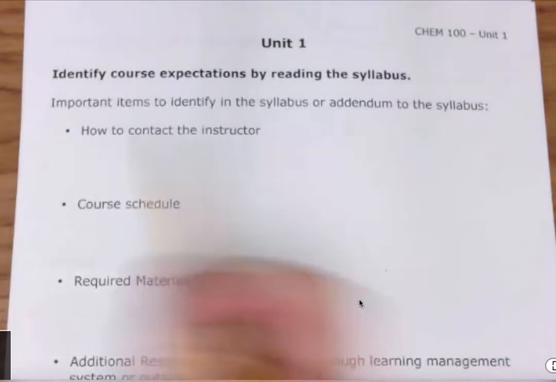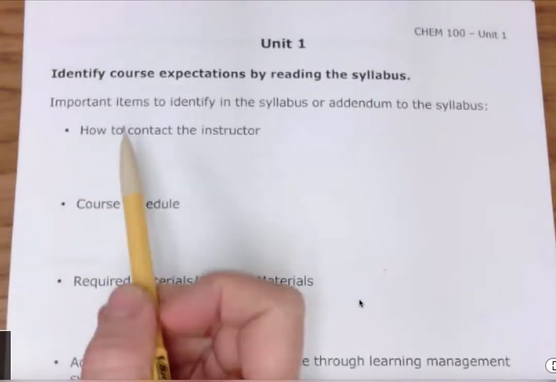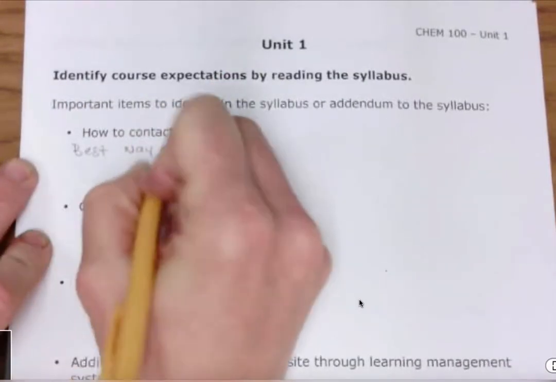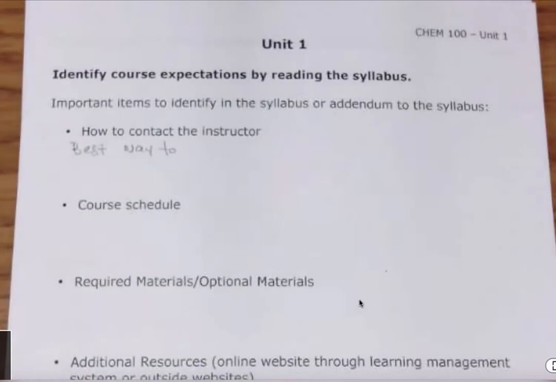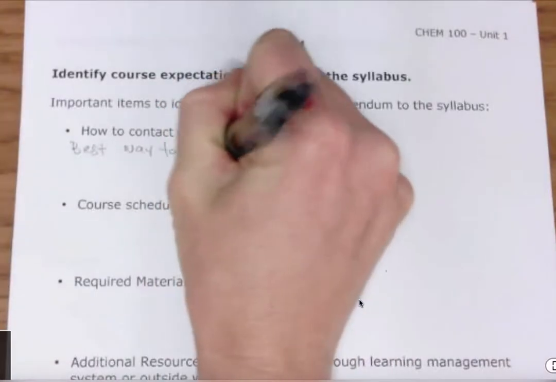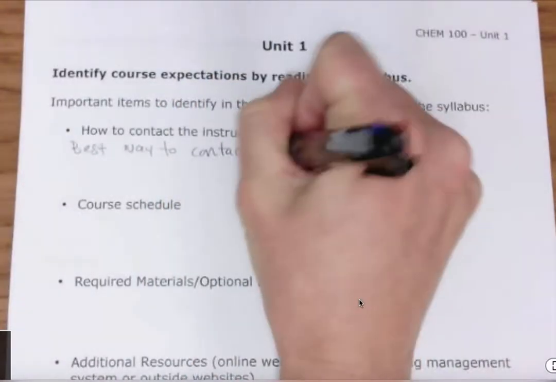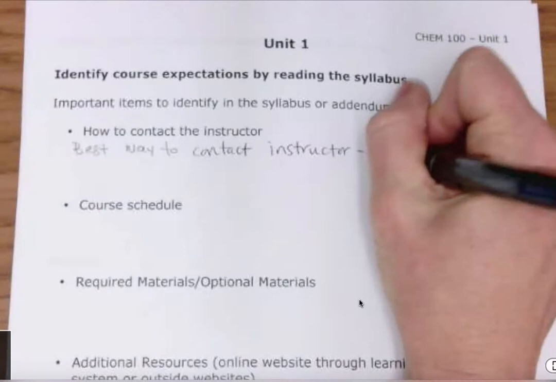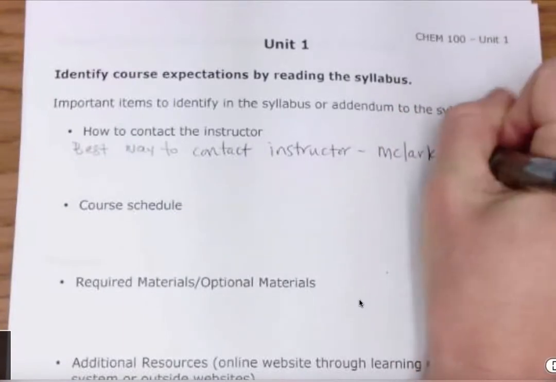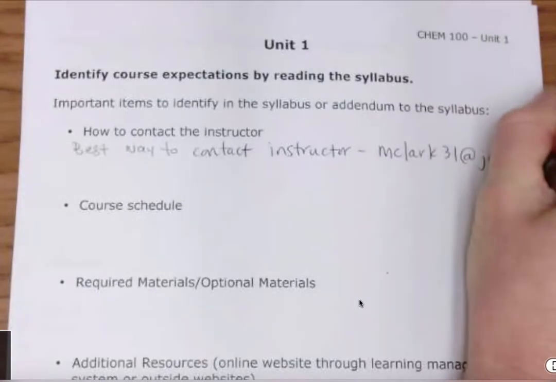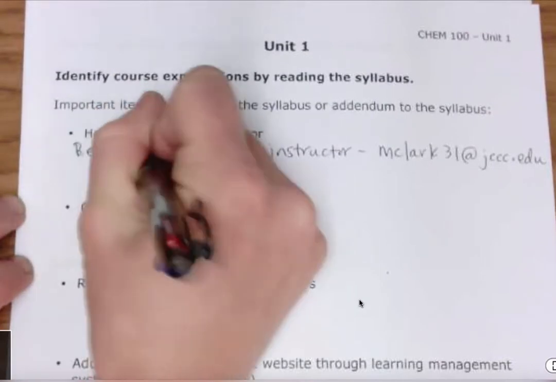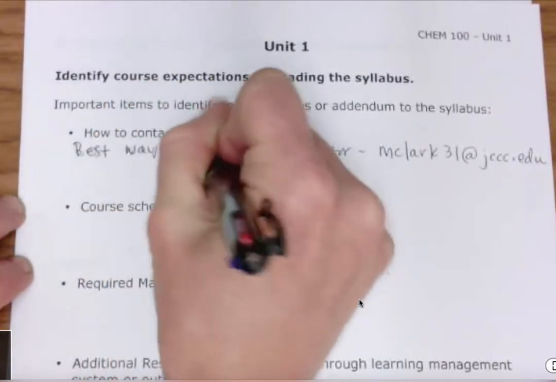So for me, the best way to contact me is via my email address. My email address is mclark31@jccc.edu.